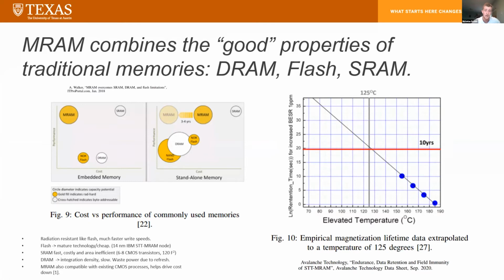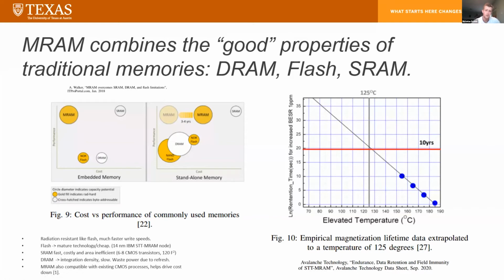Comparing MRAM to some volatile memories like SRAM. SRAM has been regarded as the fastest memory on the market, but it's very costly and also pretty area inefficient because you need 6 or 8 CMOS transistors per bit. MRAM has speeds that have approached that of SRAM while being much more area efficient.